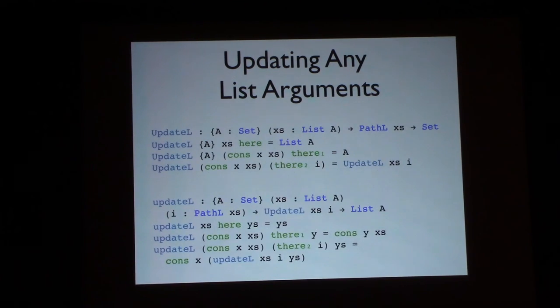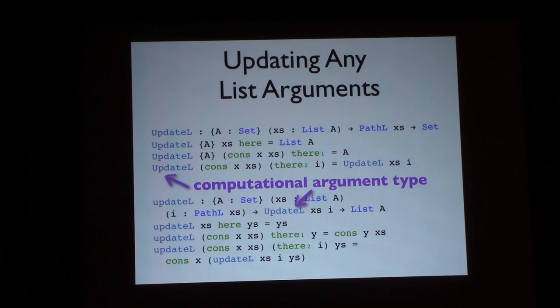And now we can define our update computational argument type, I think I mentioned, here. So update L is the computational argument type, and you can notice in the here position it asks for a list A. In the there one position it asks for a parametric A, and in there two it keeps on recursing to find what type to ask for. And then update L will, instead of taking an A or a list A, take an update xs i.